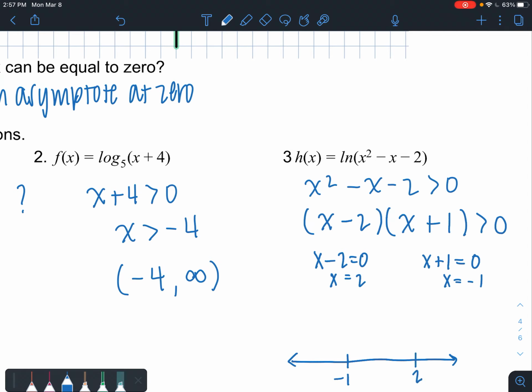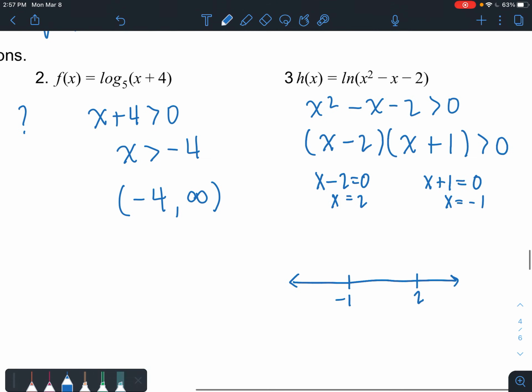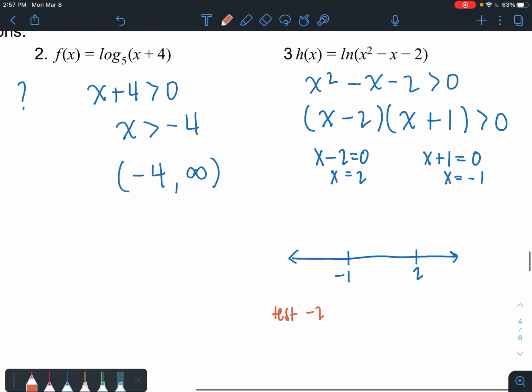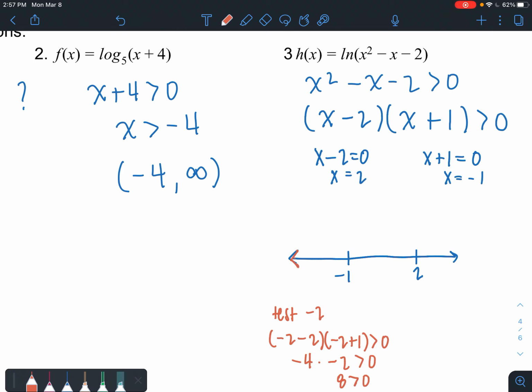So then here's -1, here's 2. I'm going to test some values. So I'm going to plug some values into the equation. Let's test -2 in our equation. So I have -2 minus 2 times -2 plus 1, and that should be greater than 0. So I get -4 times -1, so I get 4 is greater than 0. That is true, so I'm going to fill in that section.